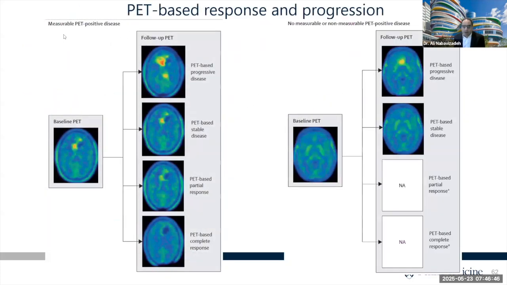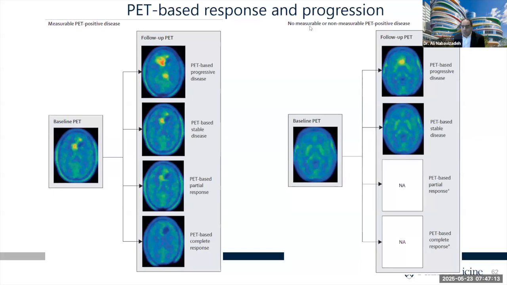Okay, for measurable disease, there are 4 scenarios. If you have measurable disease at the baseline, we could either have progressive disease if we have enlargement of the measurable disease or presence of a new target lesion. Stable disease, if nothing changes significantly. We can have a partial response if the lesion responds, but we still can see it, and complete response if we don't see any metabolic activity.